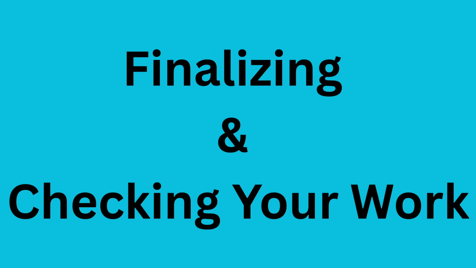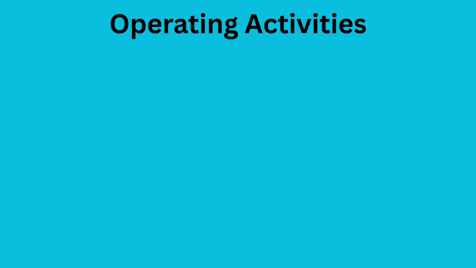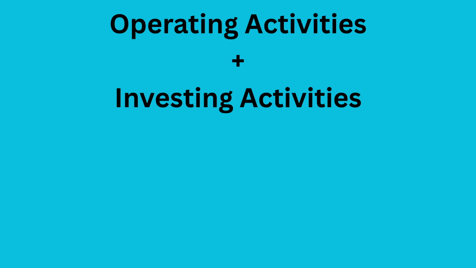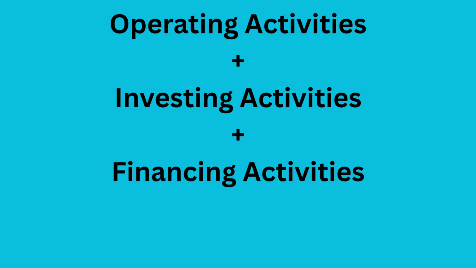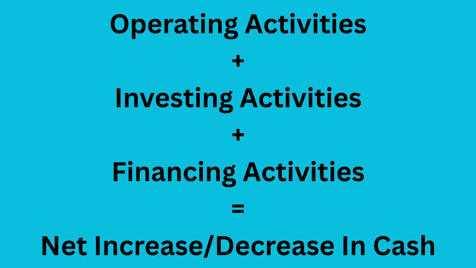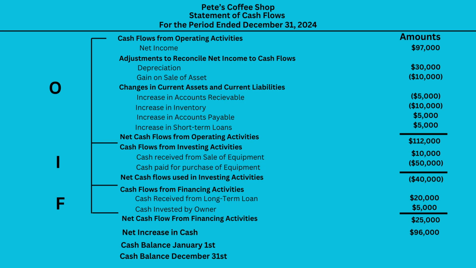Now, all that's left is to total up the three sections, operating plus investing plus financing cash flows, to get our net increase or decrease in cash. So in this example, adding up the three sections gets us a net increase in cash of $96,000.